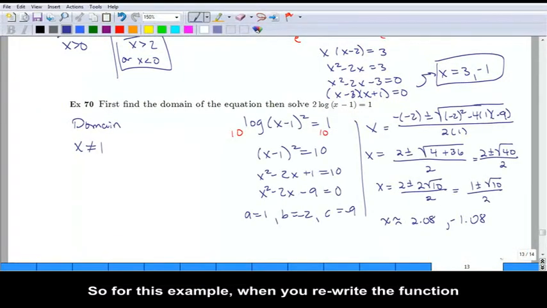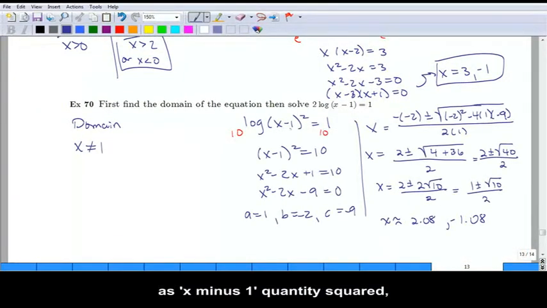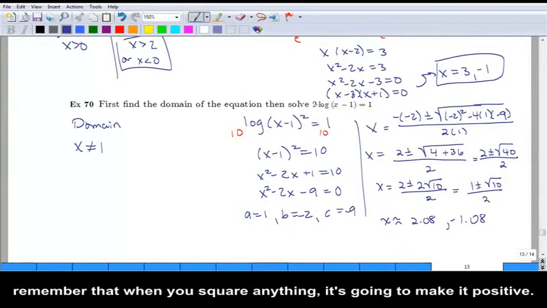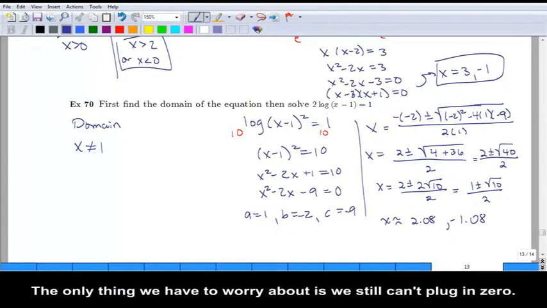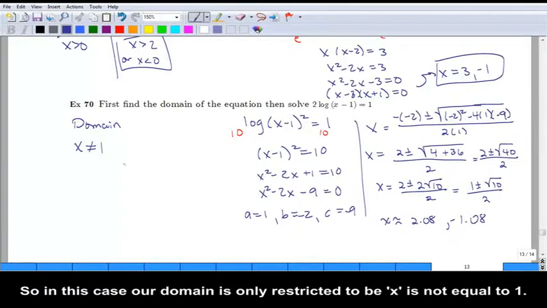So for this example, when you rewrite the function as x minus 1 quantity squared, remember that when you square anything, it's going to make it positive. So no matter what you plug in here, it's either going to be 0 or positive. The only thing we have to worry about is we still can't plug in 0. So in this case, our domain is only restricted to be x is not equal to 1.